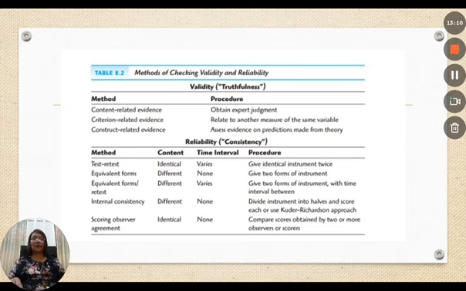Methods of checking validity and reliability. Validity means truthfulness. We have the method and the procedure. First, content-related evidence. It obtains expert judgment. Then we have the criterion-related evidence. It relates to another measure of the same variable. Then construct-related evidence.